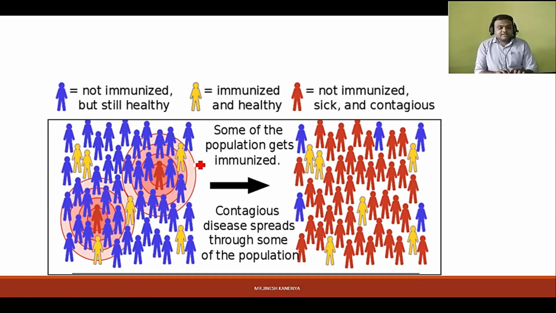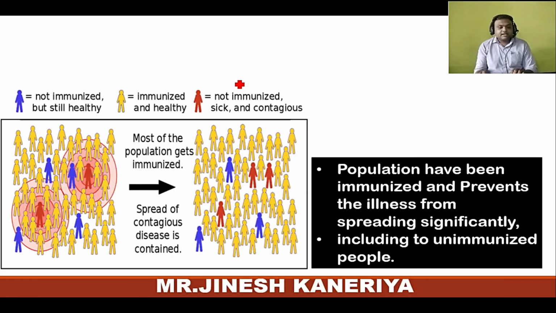In the next stage, some of the population get immunized and are converted into yellow. So the contagious disease spreads through only some of the population. Some of the people are converted into yellow, denoting an immunized and healthy condition. Eventually, most of the population is immunized, which prevents the illness from spreading significantly, including to the unimmunized people. The spread of the contagious disease is contained, and people recover from red to yellow.